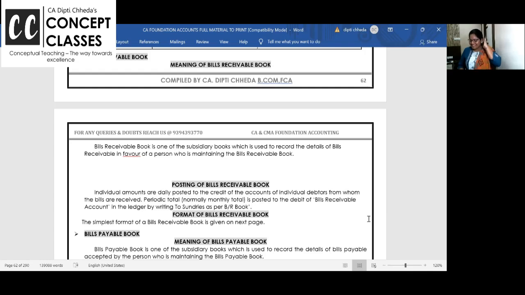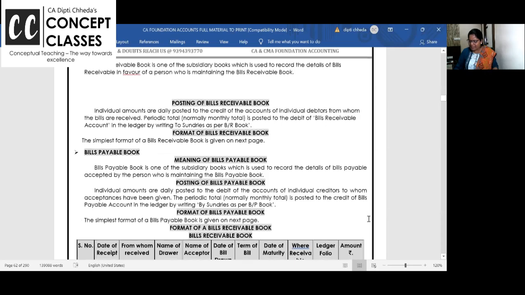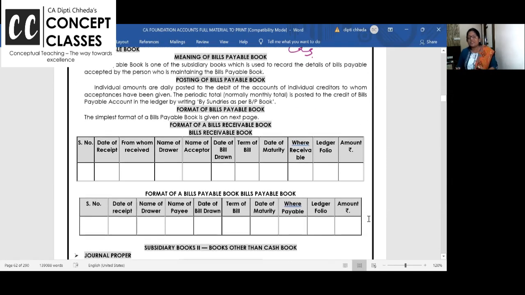So this bills receivable book is a subsidiary book where we will record. Just understand the meaning, no? Bills receivable is related to your debtors. Bills payable is related to your creditors. So just read this format, listen. You're not going to get subsidiary books for bills receivable and bills payable in detail, but an understanding is necessary because you have a chapter called bills of exchange.